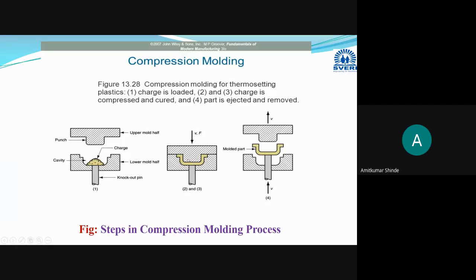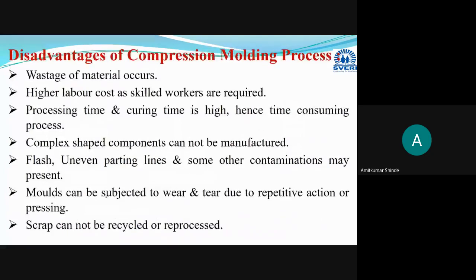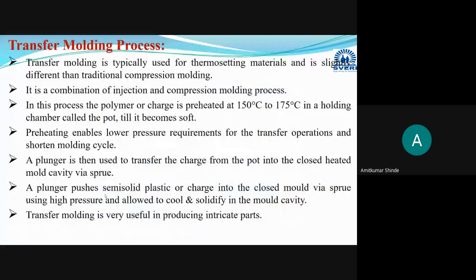After heating it, with the help of the punch or upper mold half, we press it. In short, in the first stage the charge is loaded, then in the second stage the charge is pressed or compressed, and it is cured. After that, in the end, we eject the component with the help of a knockout pin or ejector pin. This is compression molding. Transfer molding uses a slightly similar concept, with only one change, which I will explain here.